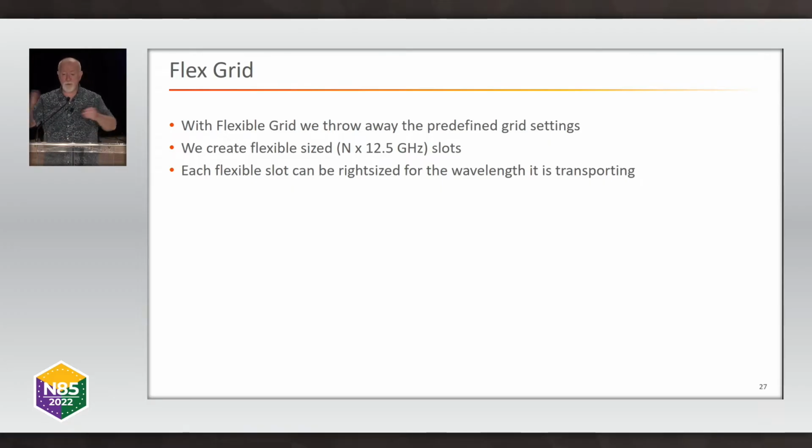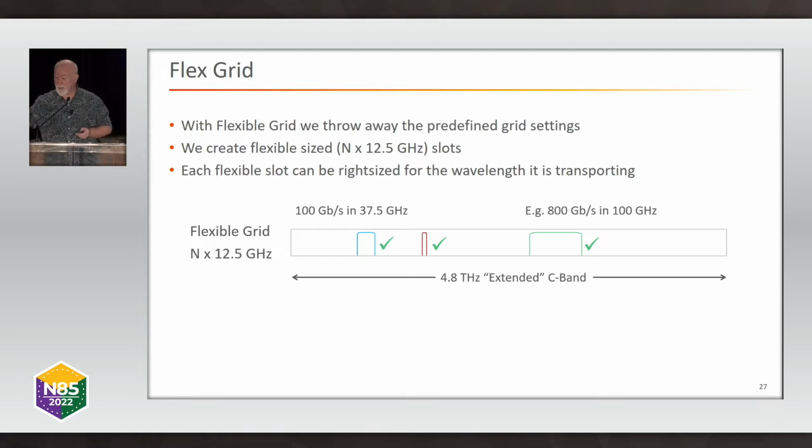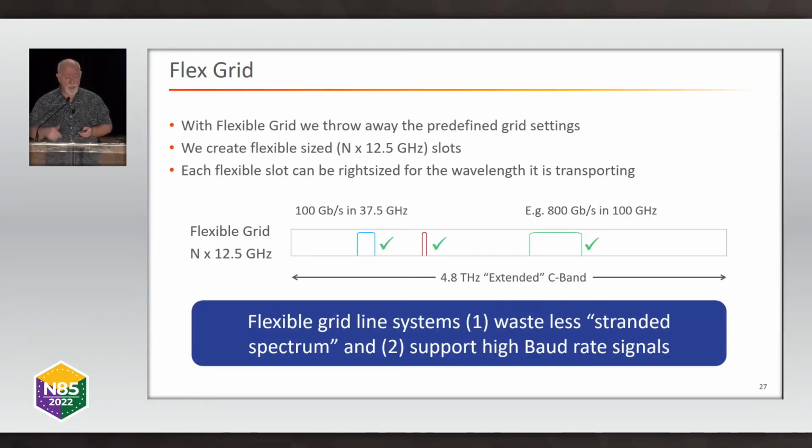With flexible grid, we throw the idea away of fixed grid slots. We create flexible grid slots with 12.5 gigahertz granularity, and each flexible slot can be right-sized for the signal that it needs to carry. So in essence, you don't have grid spacings, and all of these signals could live happily in different parts of the fiber spectrum. And flexible grid systems, first of all, they waste less stranded spectrum, and secondly, they support high baud rate signals, and they are being used today for higher optical performance levels.